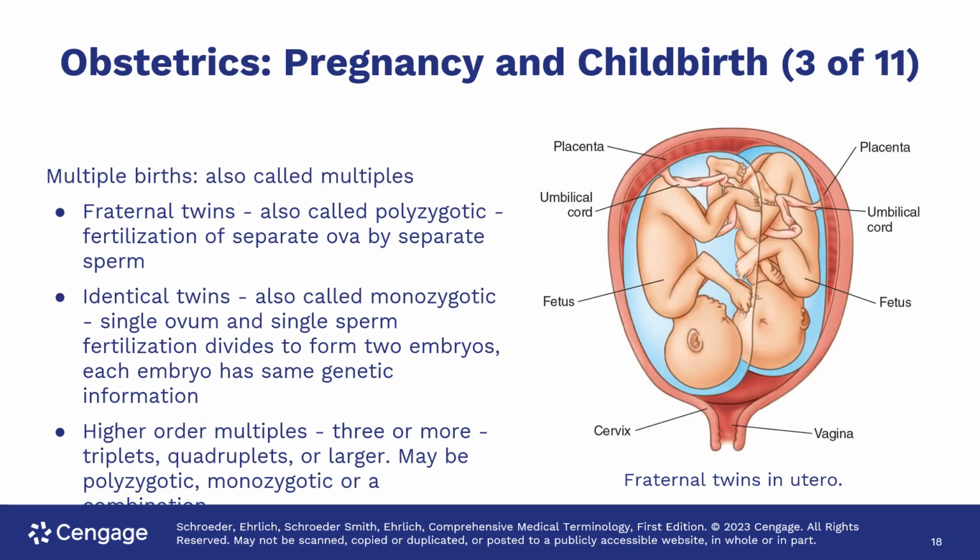Every once in a while, you get more than one baby. Fraternal twins are from 2 separate eggs and 2 separate sperm. The woman ovulated 2 eggs instead of 1. Identical twins arise from the same zygote. There's an error in division that causes 2 embryos to develop from 1 zygote. Higher order multiples are anything above twins, like triplets, quadruplets, etc.